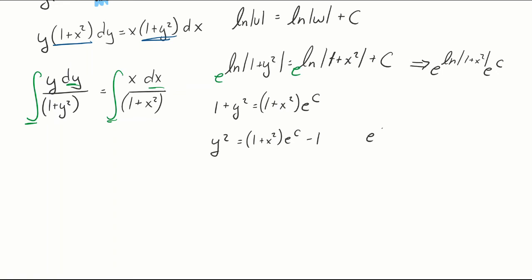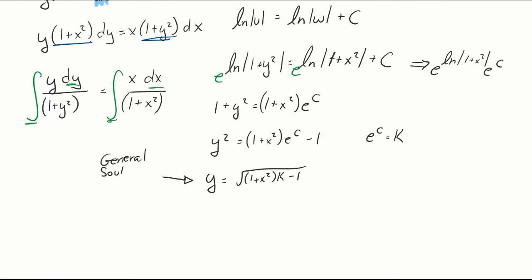To make life a little easier, I'm just going to say e to the c is equal to k, okay, because e to the c is some constant. And then we'll take the square root of both sides. So we have the square root of 1 plus x squared times k minus 1. All right, that is the general solution for our differential.